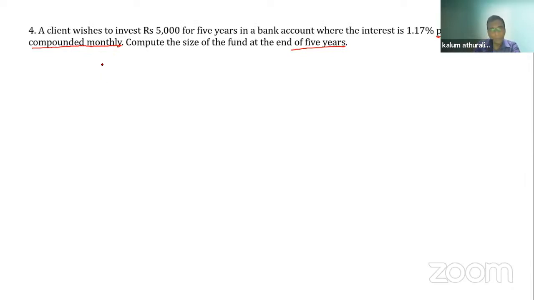There are two formulas. You can use S equals X times (1 plus R over N) to the power of n times N, where the rate is divided by the number of compounding periods. Otherwise, S equals X times (1 plus R) to the power n. This is the normal formula. This is a special formula for this case.